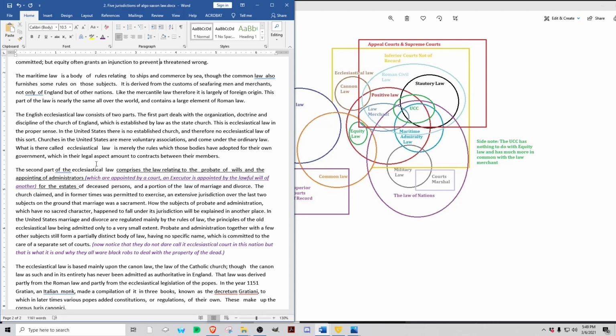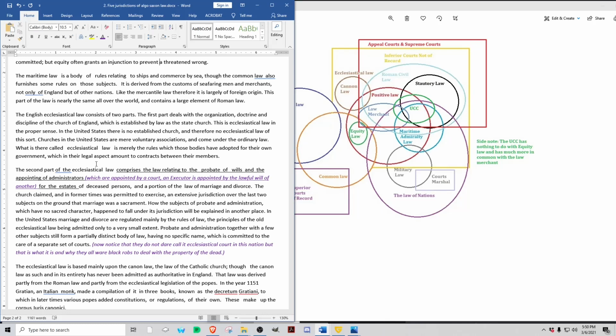And a portion of the law of marriages and divorce. So, marriages and divorce, everything about the family. Probate of wills, everything to deal with your property. So, ecclesiastical law pretty much controls everything, if you want to look at it like that, right? So the church claimed, and in former times was permitted to exercise an extensive jurisdiction over the last two subjects on the ground that marriage was a sacrament. How the subjects of probate and administration, which have no sacred character, happen to fall under its jurisdiction will be explained in another place, which I've kind of explained that already.